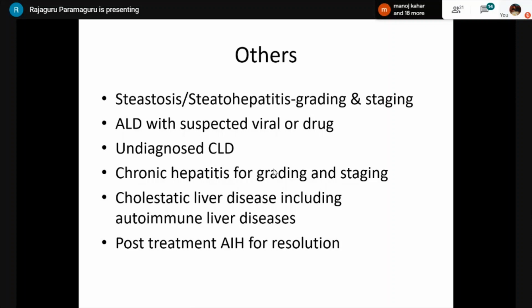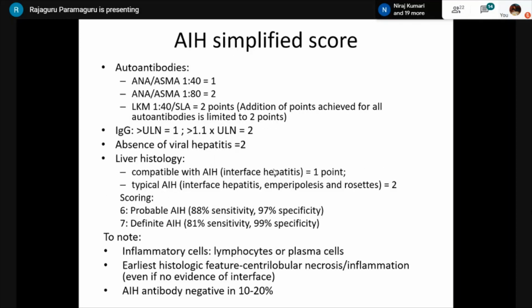For an undiagnosed chronic liver disease, to know what is the etiological factor, and for grading and staging. In chronic hepatitis, for grading and staging. In all cases of cholestatic liver disease, if it is a clinically diagnosed obstructive cause, then I don't think they will be doing a biopsy. But in all cholestatic liver disease, including autoimmune liver disease, PBC and PSC, they will be doing biopsy. And post-treatment AIH, that is autoimmune hepatitis, to see for the resolution. So these are the conditions.